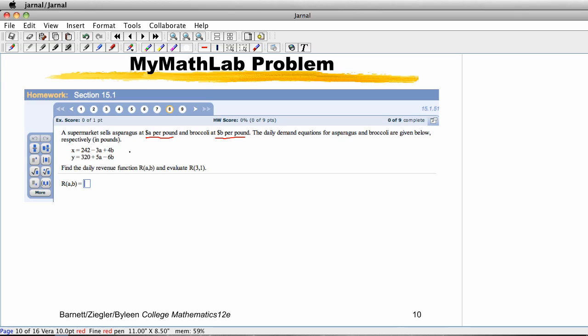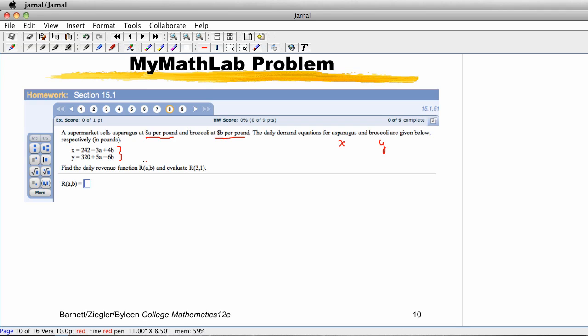And we know that the amount we charge is going to affect the number of pounds we sell. That's just basic supply and demand. So we are assuming that these equations relate the price we charge and how much we can expect to sell. So X is how much asparagus we expect to sell, and Y is the number of pounds of broccoli we expect to sell if our prices are $A for asparagus and $B for broccoli. So it makes sense that those things are all related to each other.